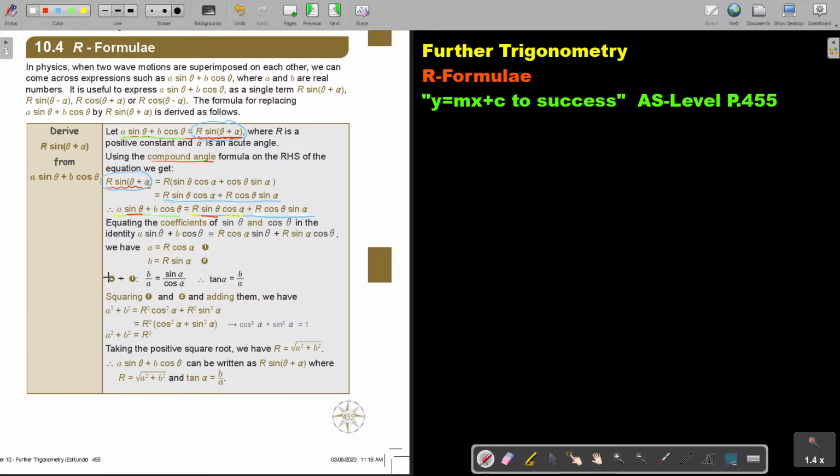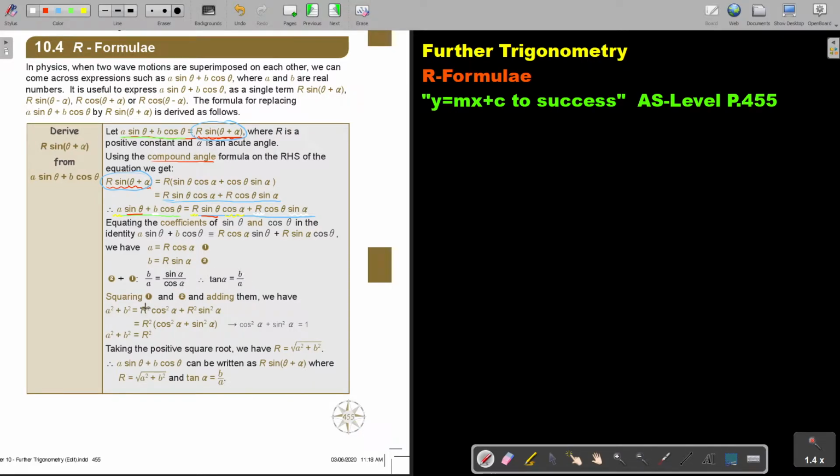And now I'm going to say equation 2 divide 1. Why do I say equation 2? Because I'm trying to get tan and not cot. And if I want to get tan, then sin must be on top. So that's why I say 2 divide 1. So then it's b over a equals sin alpha divide cos alpha. And then tan alpha is equal to b over a, because sin over cos is tan.